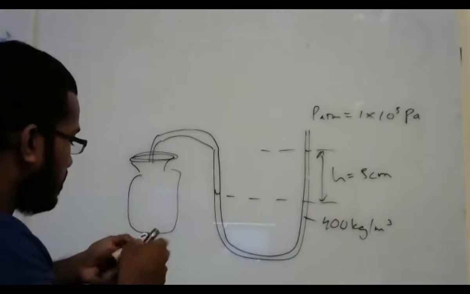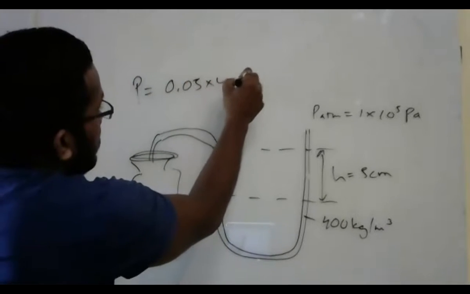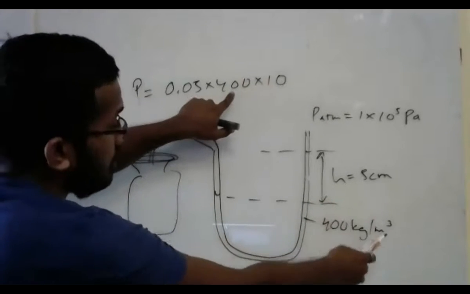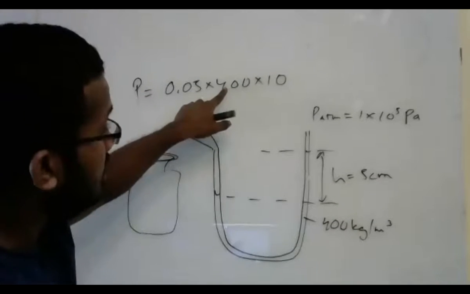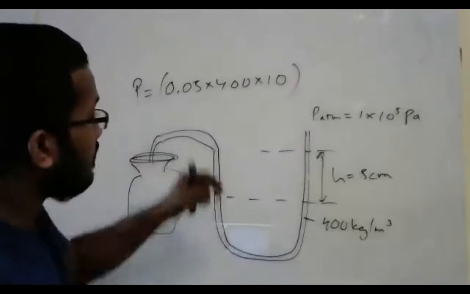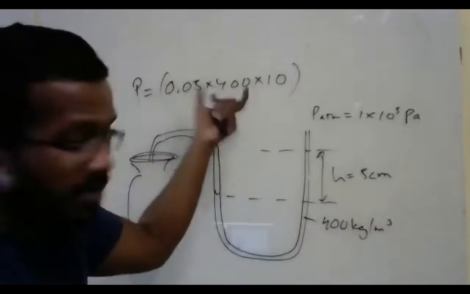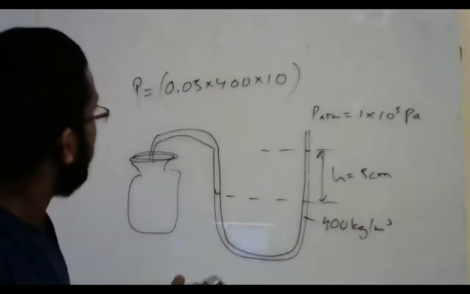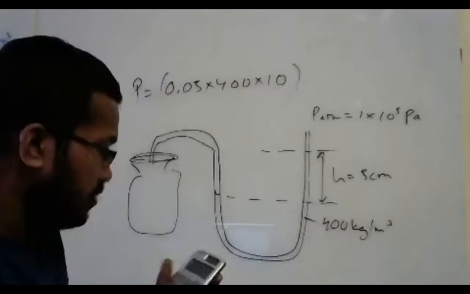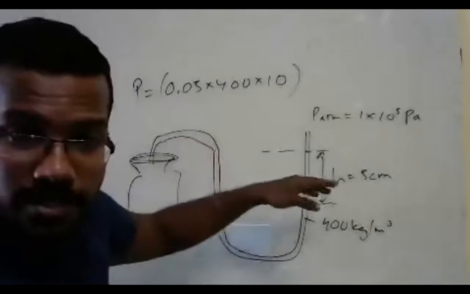So, the pressure due to the liquid is 0.05 times 400 times 10. That's h in meters, rho, which is density in kilograms per meter cube, and gravity. So once you calculate this, you can figure out how much higher the pressure is on this side, because you just take this amount, which is a very small amount. In fact, it's 0.05 times 400 times 10, which is 200 pascals. So this side has 200 pascals more pressure than the other side, right?